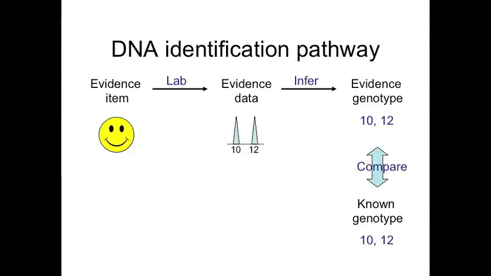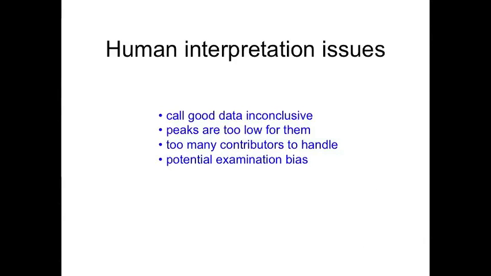The inference is really easy when it's not a mixture and there's a lot of DNA. And that's what you're used to, and that's what happens on TV. But it happens a lot less in the real world right now. Then when you make a comparison, you can get a perfect match statistic up in the gazillions. But with mixtures, there are human interpretation issues.